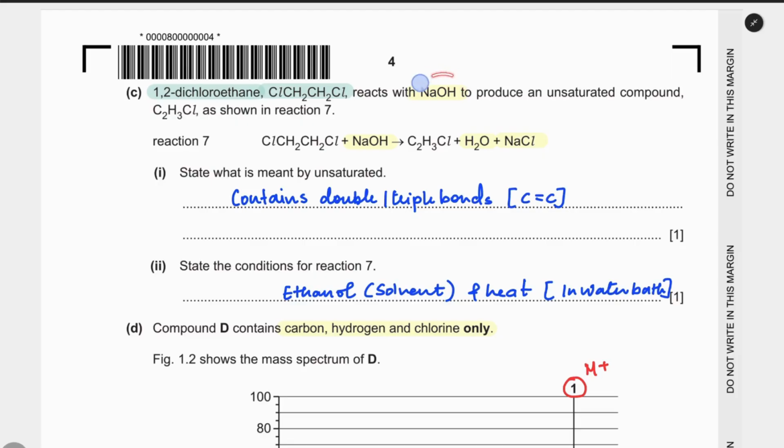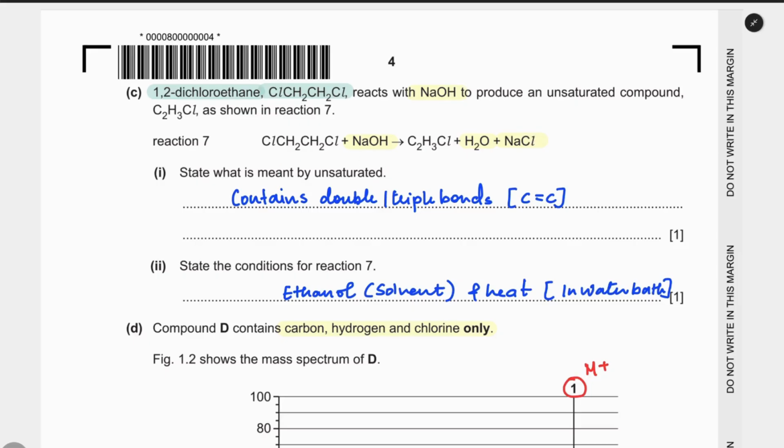1,2-dichloroethane reacts with NaOH to produce an unsaturated compound as shown in reaction number 7. Now this is reaction number 7. As you can see, it is coming from the halogenoalkane, and it reacts with the NaOH. Now it depends on the medium. Is it going to be an acidic medium or alkaline medium, or ethanolic medium? That depends. So we can see that over here in the products we get water and NaCl as a salt.